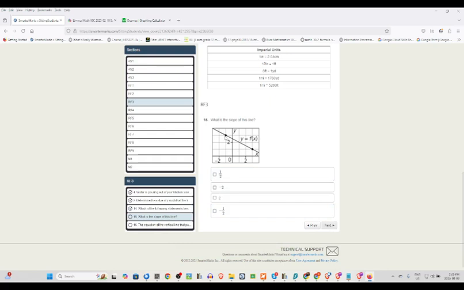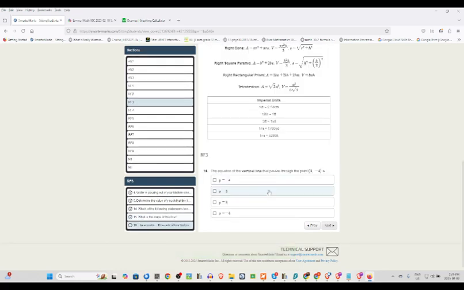Now the slope of this line, our change in y is a negative 2, when our change in x is 4 going between those 2 points. So if it's down 2, right 4, that slope is a negative 2/4, which simplifies to negative 1/2. Now the equation of this vertical line passing through the point (3, -4), well, all vertical lines are x equals the x coordinate. So that is x equals 3. All right, answer key looks okay.